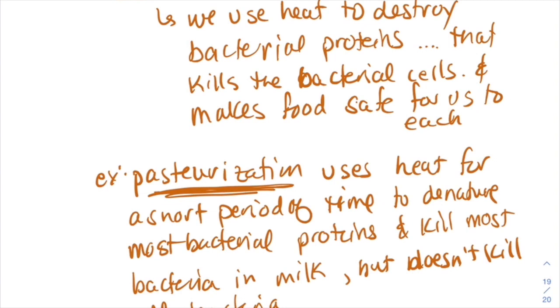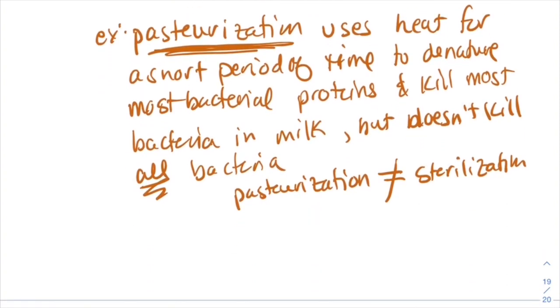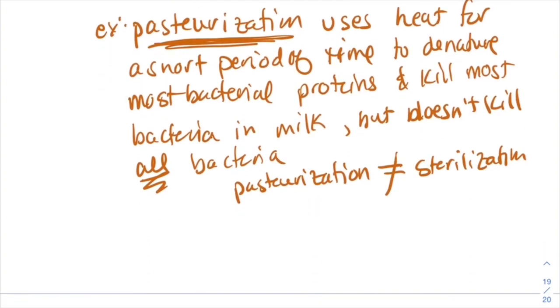So pasteurized milk is not sterile. Pasteurization does not equal sterilization. When you buy a half gallon of milk and it's got an expiration date on it, you know when you open up that milk, it's not going to last forever in the fridge. It's going to go bad eventually. That's because it has not been sterilized.